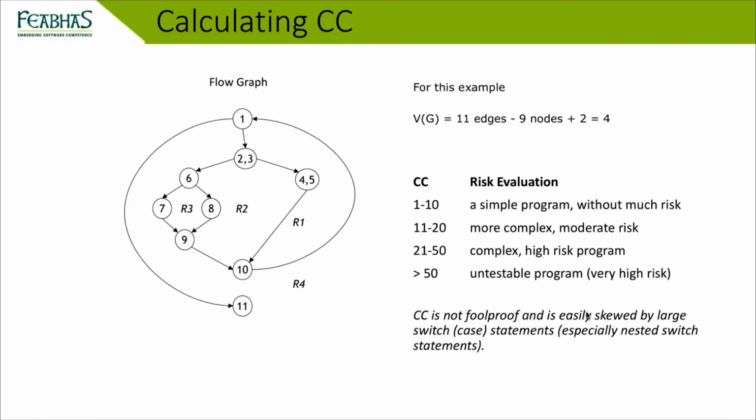Now, cyclomatic complexity is not foolproof. Large switch statements, which again many C applications will have, and certainly nested switch statements, will very quickly skew this number because every case label within a switch becomes a separate branch associated with it. And again, different tools sometimes will give you slightly different values for the same bit of code. It's the way they may interpret switch statements, the different case labels in the switch statement, for example.